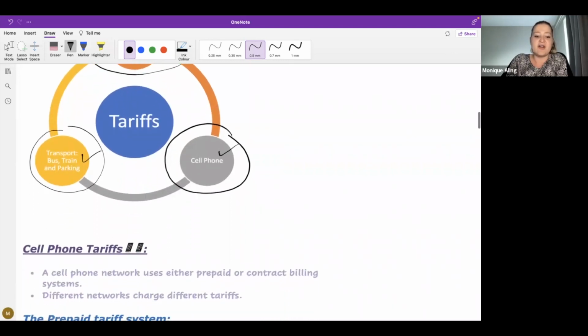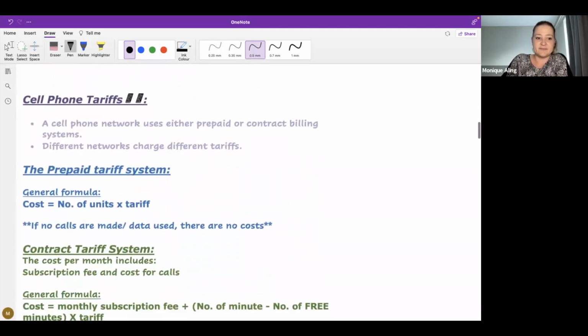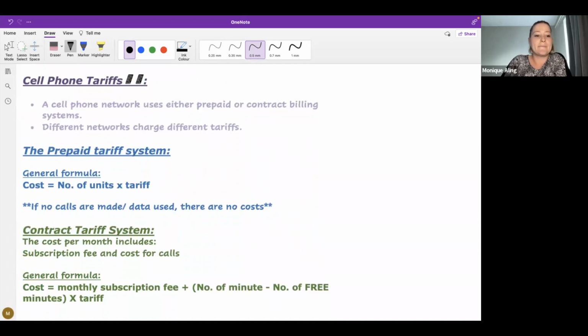Okay, so starting off, we're going to look at cell phone tariffs. It says a cell phone network uses either prepaid or contract billing systems. As you will know, if you go to Vodacom or MTN, Cell C, Telkom, all of that, you always have options. Generally, you can choose a contract option where you get your bill at the end of the month. So you use your phone as you want to, and your data just keeps piling up and your calls and your minutes, whatever, and then you pay an amount at the end of the month.